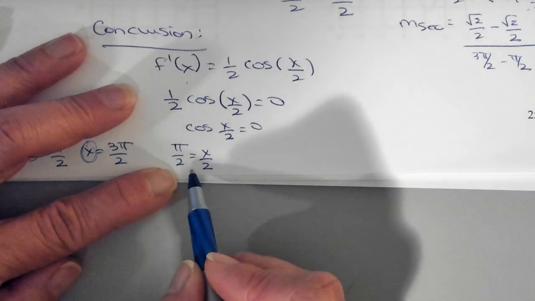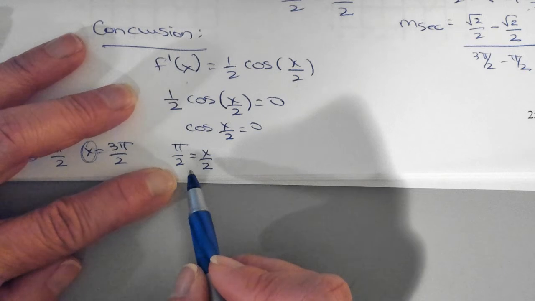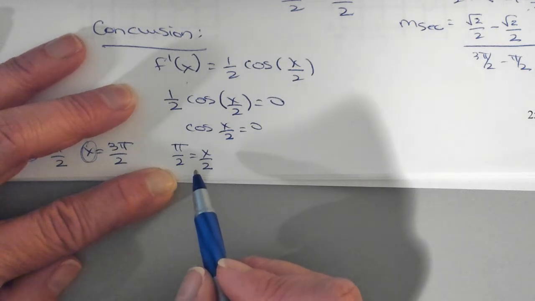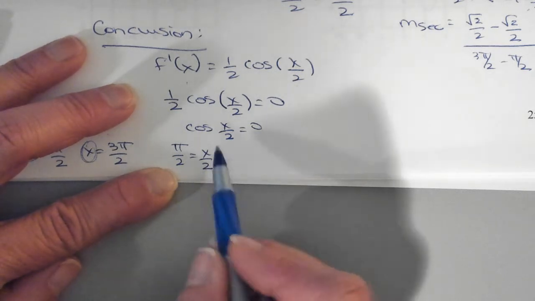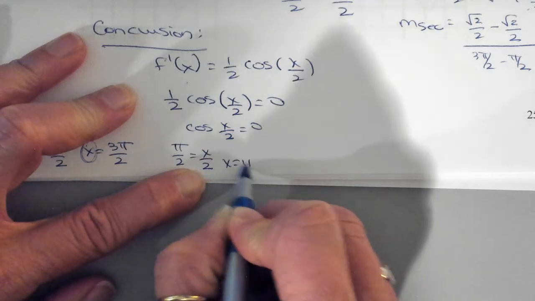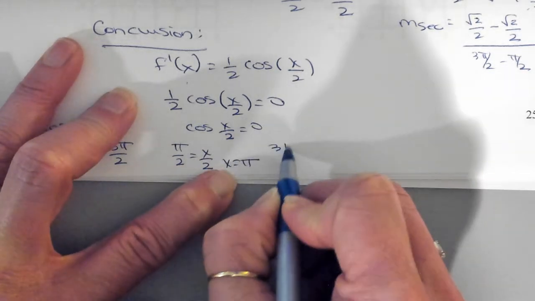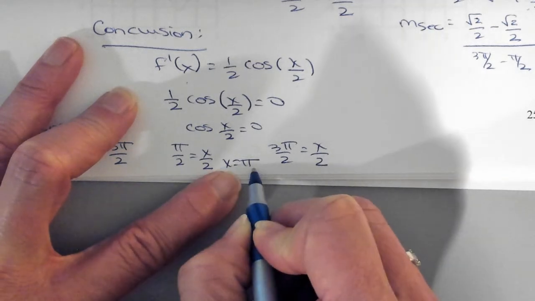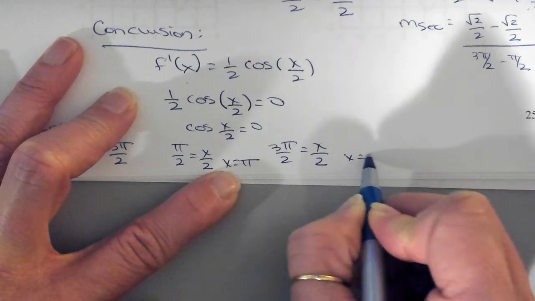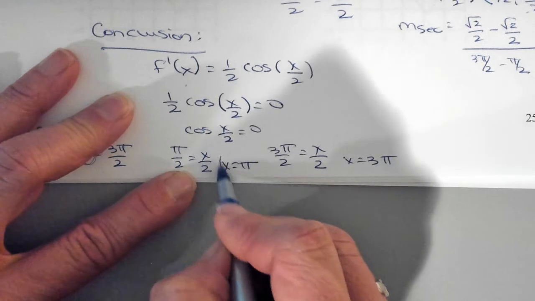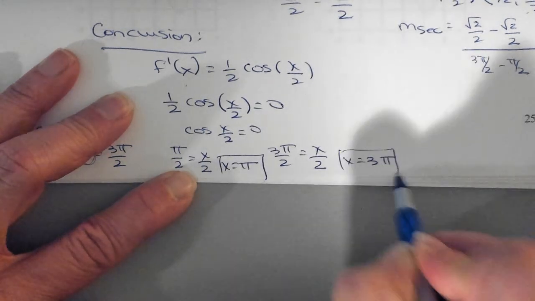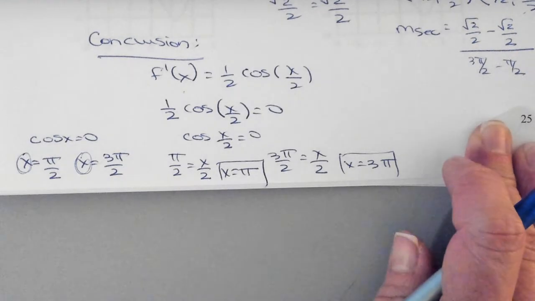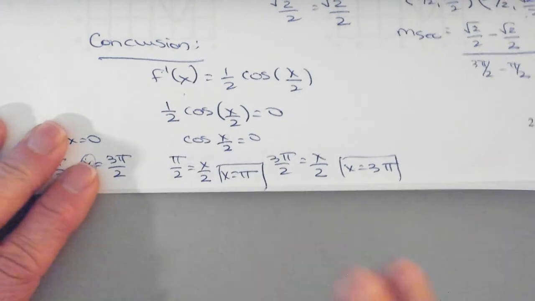Yeah, it's just pi. We're saying x is equal to pi here. And then we have 3 pi over 2 is equal to x over 2. So what is this? 3 pi. Okay, here's the thing. These are my potential answers. Potential. I will highlight if they are my true answers.